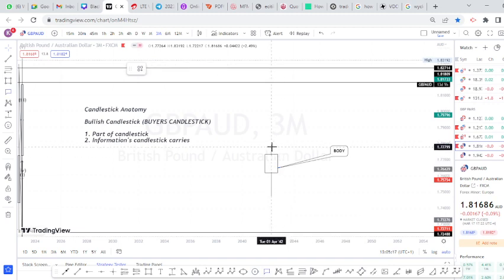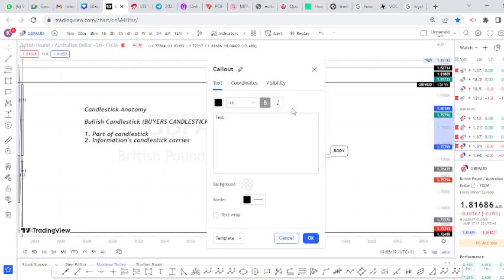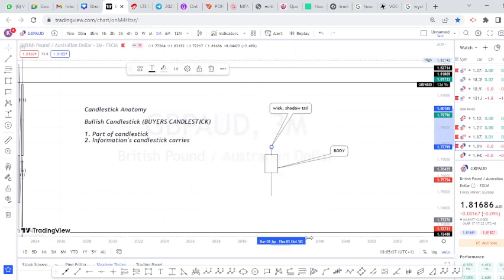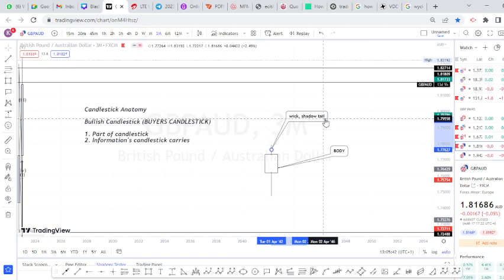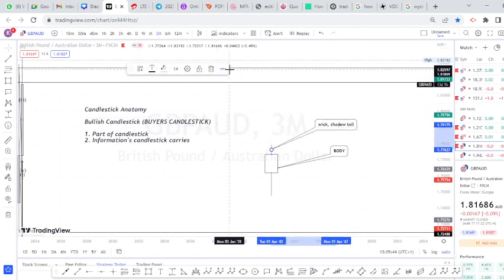Then we have the wicks of the candle also. You can see one wick up there and another wick down there. You can call these wicks, you can call them shadow, and we can also call them tail. The same thing here, the same thing down there.